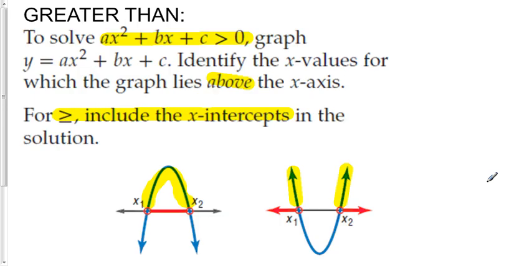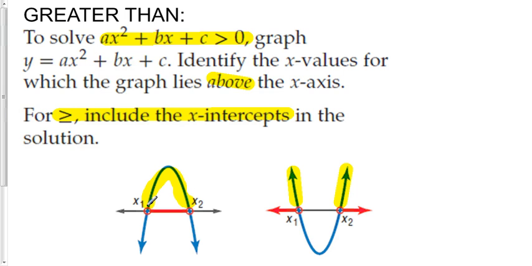If you see ax squared plus bx plus c is greater than 0, you want to identify the x values for which the graph is above the x-axis. Where is your graph above 0? Again, I've highlighted the parts of the graph that are above 0. If you see a greater than in your inequality, these are the x values that you would want to choose.